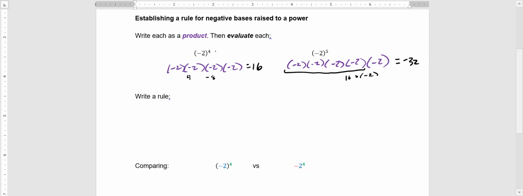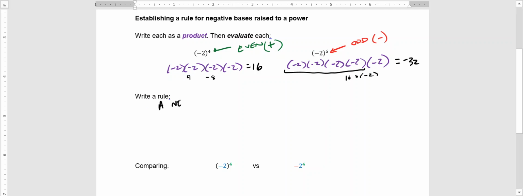And essentially, if we're looking at a negative base with an even exponent, we're going to get a positive outcome. And if we're looking at a negative base to an odd exponent, we're going to get a negative outcome. So again, a negative base to an even power will give us something positive. A negative base to an odd power will give us something negative. So those are the rules you want to state here.